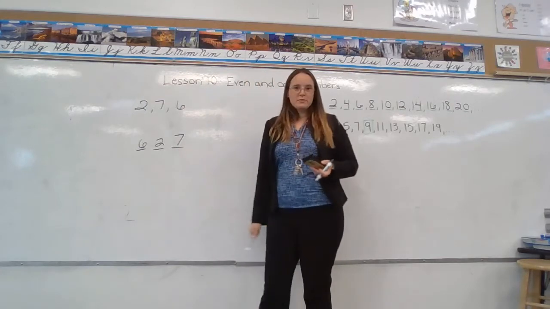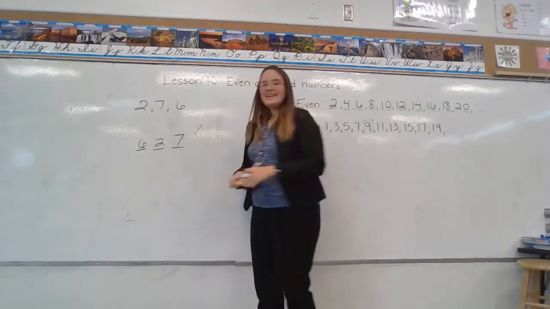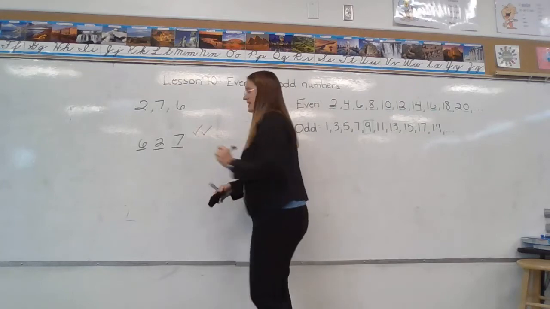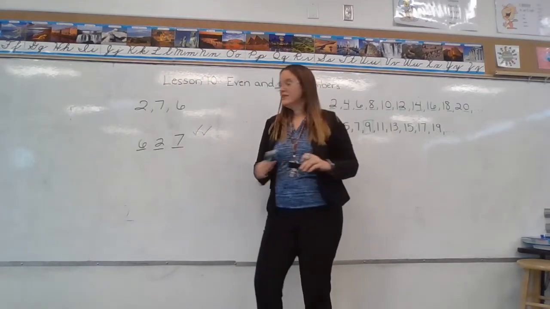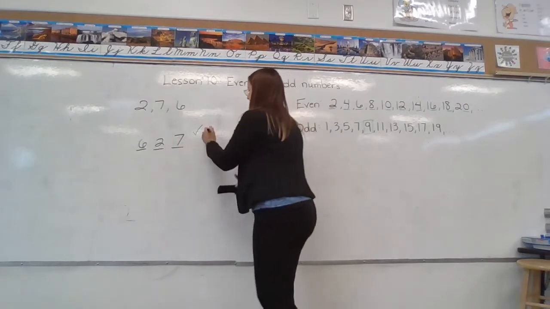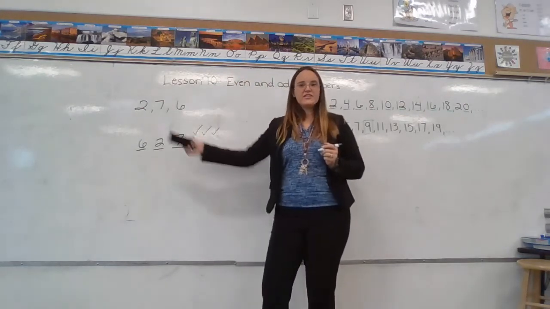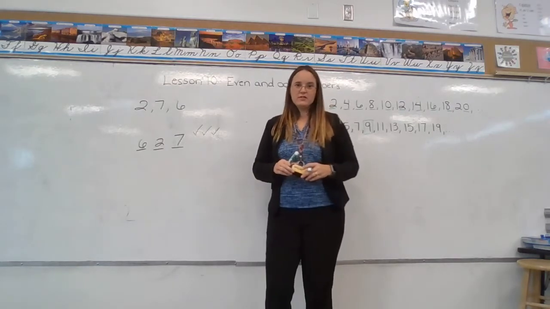So, is this number bigger than 500? Yes, check. Is this an odd number? It ends in a 7, check. And is it a 3-digit number? 1, 2, 3, check. So this satisfies all of our clues. Any other combination of those digits would not satisfy all 3 clues.